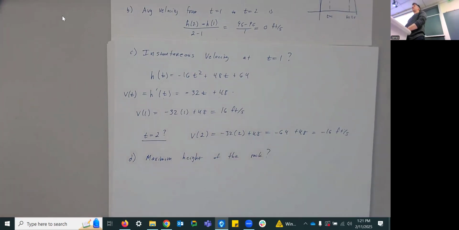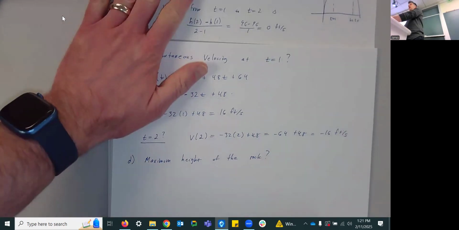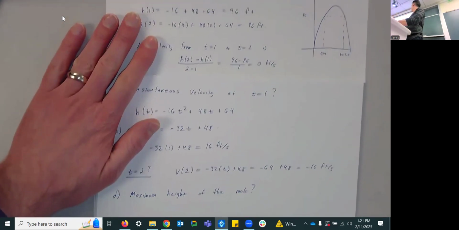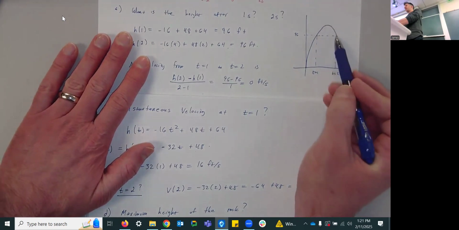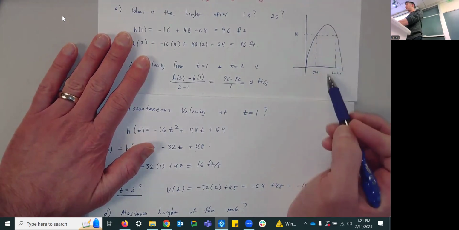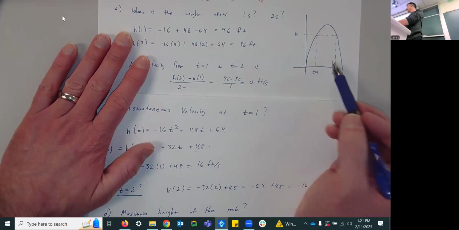Well, to answer that question, we need to know when it reaches the maximum height, which you might be able to guess based on the things I've already said. We're going to show it anyway, but it wouldn't be wrong to think, well, we were at a height of 96 after 1 second. We went up and we came back down to the same height after 2 seconds. It's probably the middle of those two numbers, and it is.